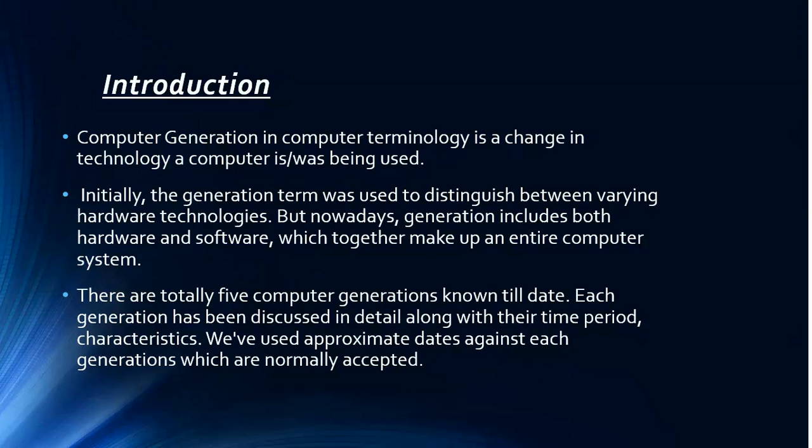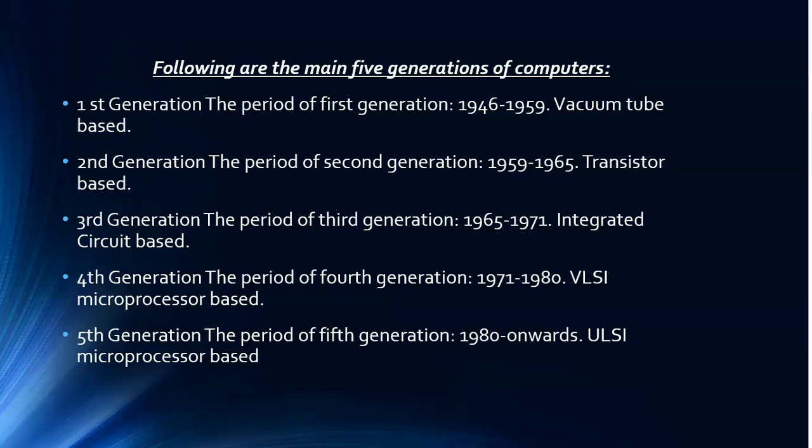We have used approximate dates against each generation which are normally accepted. Following are the main 5 generations of computers. The first generation was introduced in 1946 and went through 1959. That was vacuum tube based. The second generation was from 1959 to 1965, that was transistor based. The third generation was from 1965 to 1971, that was integrated circuit based. The fourth generation was from 1971 to 1980, VLSI microprocessor based. And the last one, the fifth generation, is from 1980 onwards, that is ULSI microprocessor based.